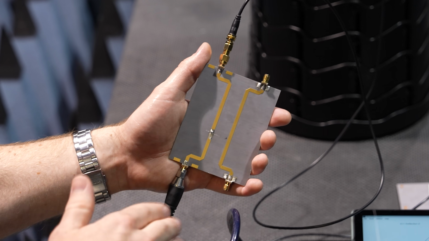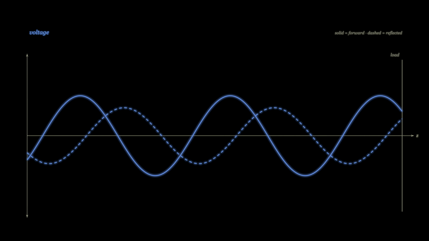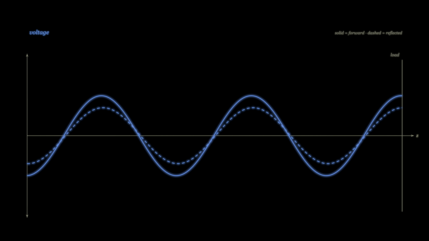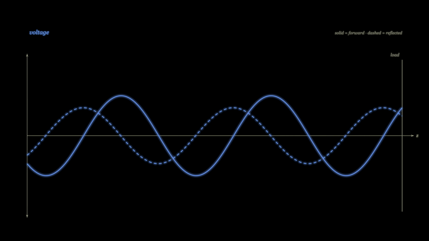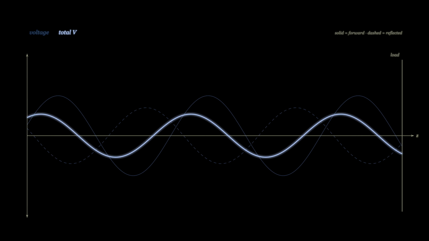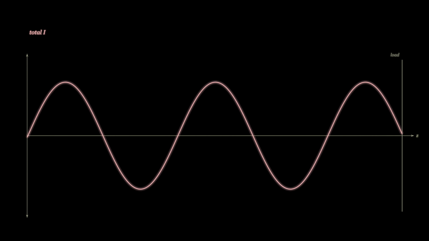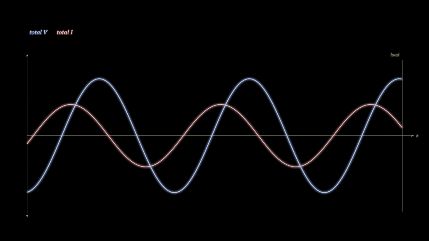Well, the answer actually already lies on the transmission line. When part of a wave reflects, the line now carries two waves at once, the forward one and the reflected one. At any point, the voltage you'd measure is now the two voltage waves added together. But the reflected current wave is flipped. So wherever the voltage is reinforced, the currents cancel.